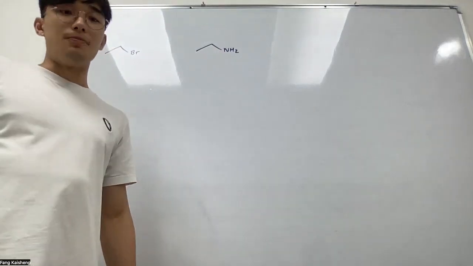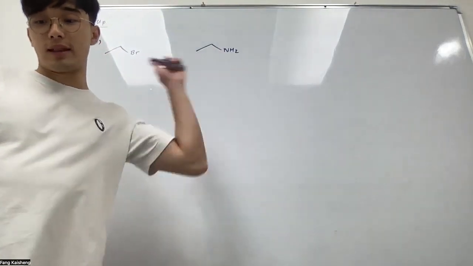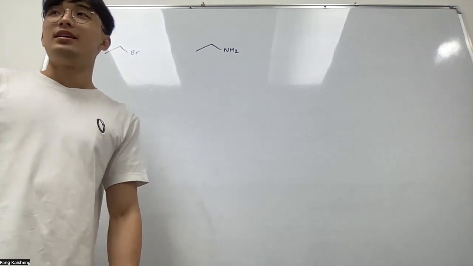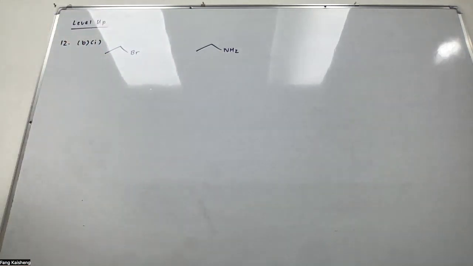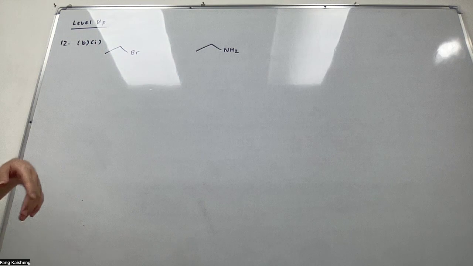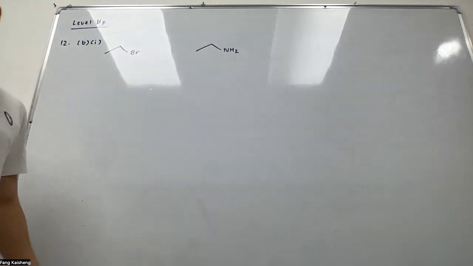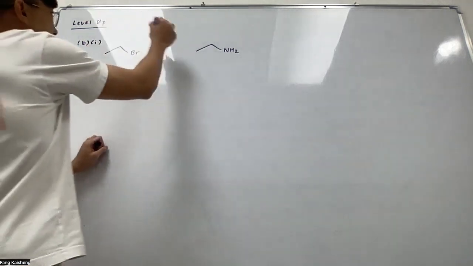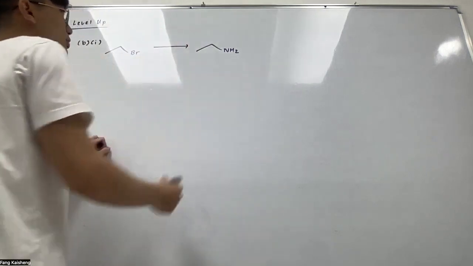Okay, guys, how do we turn bromoethane into that thing over there? Can we achieve this in one step? Actually can. Again, my point is not this question, my point is part C and part D. We did this for part C and part D. Can you tell me what the reagents are for this?